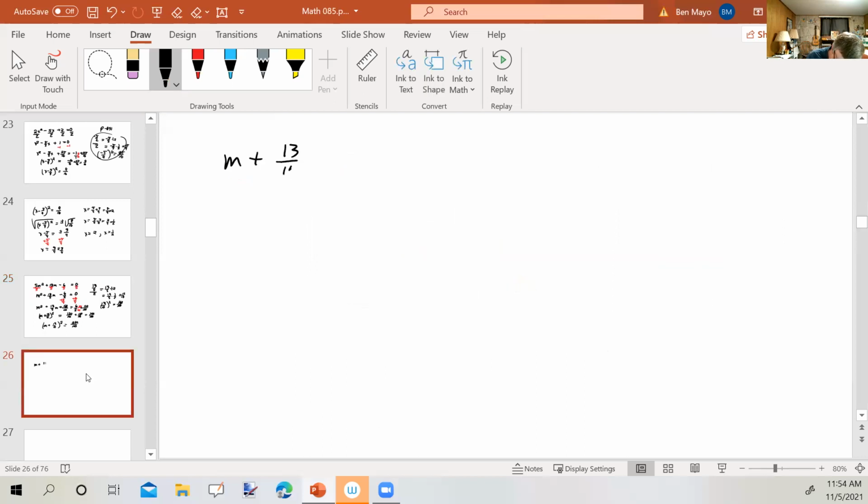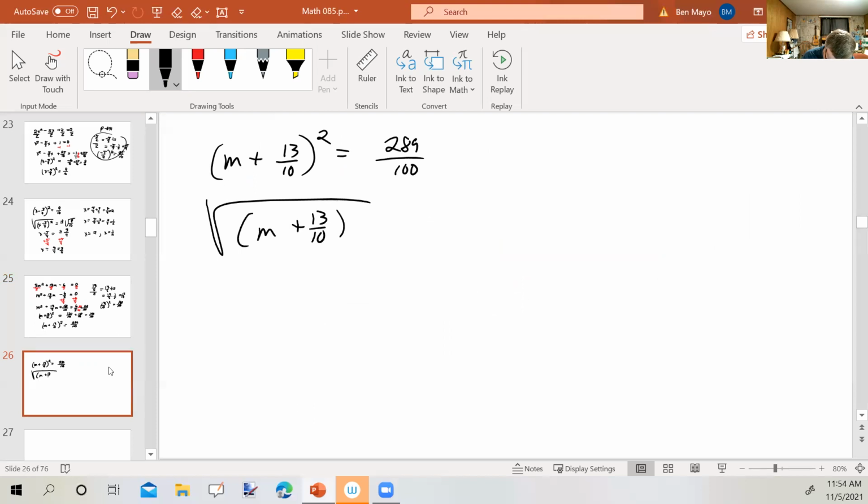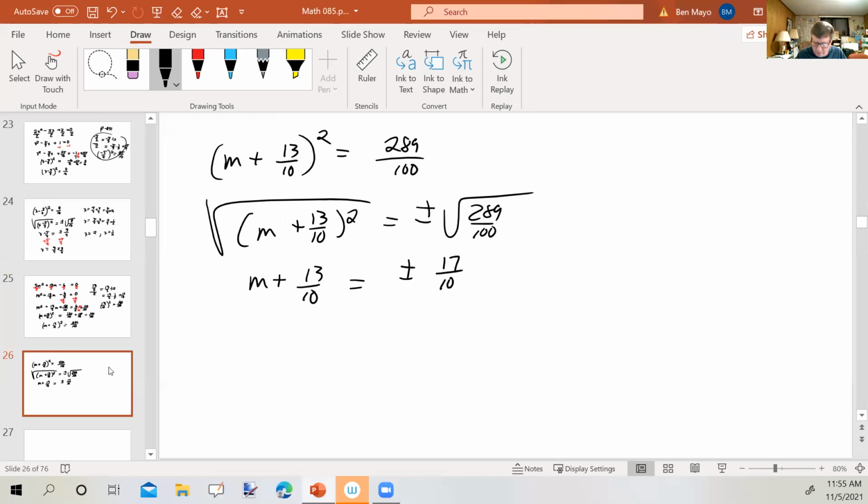m plus 13/10, the quantity squared, equals 289 over 100. Now, taking the square root of both sides, on the left side, we get m plus 13/10. On the right side, we get plus or minus, let's see, I think 289 is 17 squared. The square root of 289 is 17, so that's 17 over 10. The square root of 100 is 10.